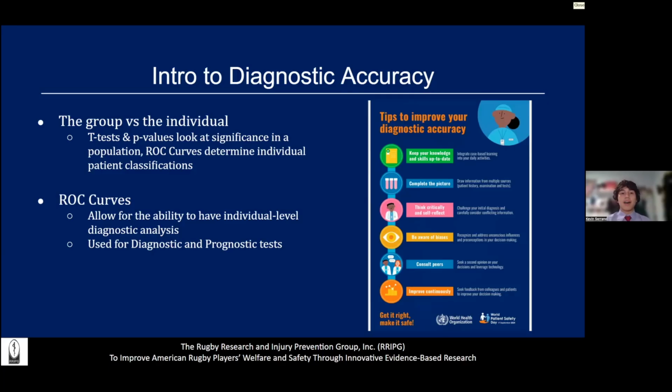We need to keep in mind that there is the group versus the individual. The t-test and p-values look at significance in a population as a whole, while ROC curves are actually the gold standard in order to determine individual patient classifications. ROC curves allow for individual level diagnostic analysis and are used for diagnostic and prognostic tests in order to be able to look at every single possible decision threshold.